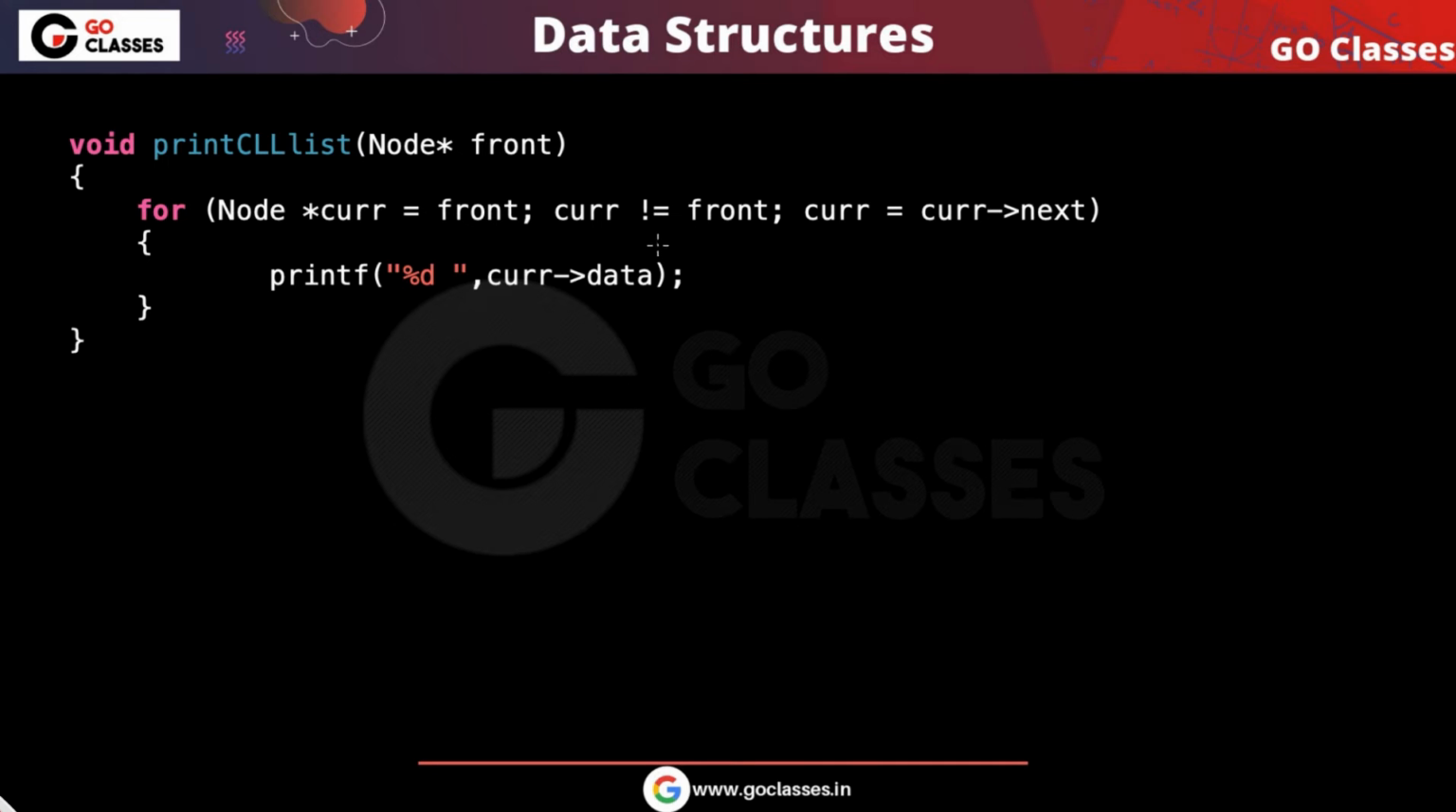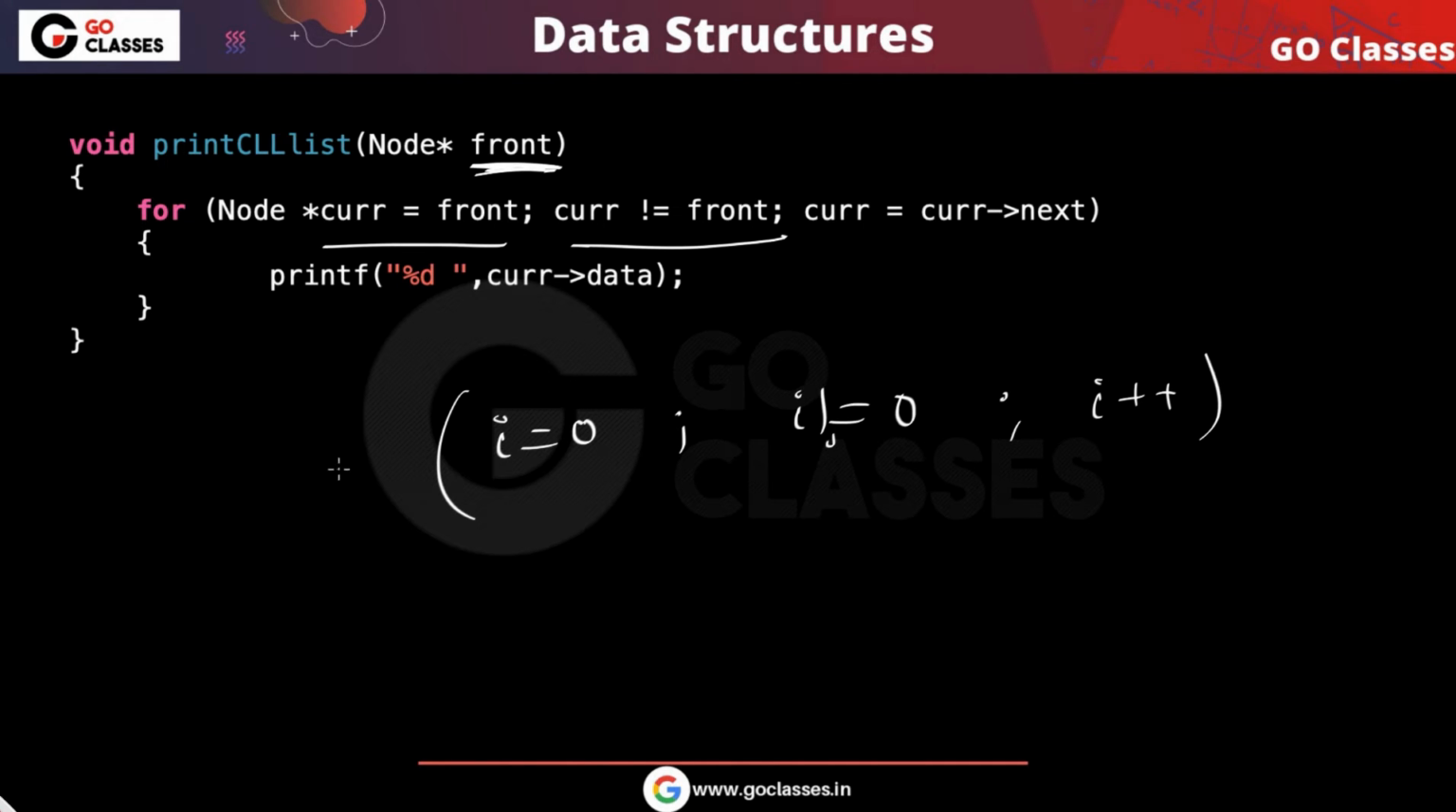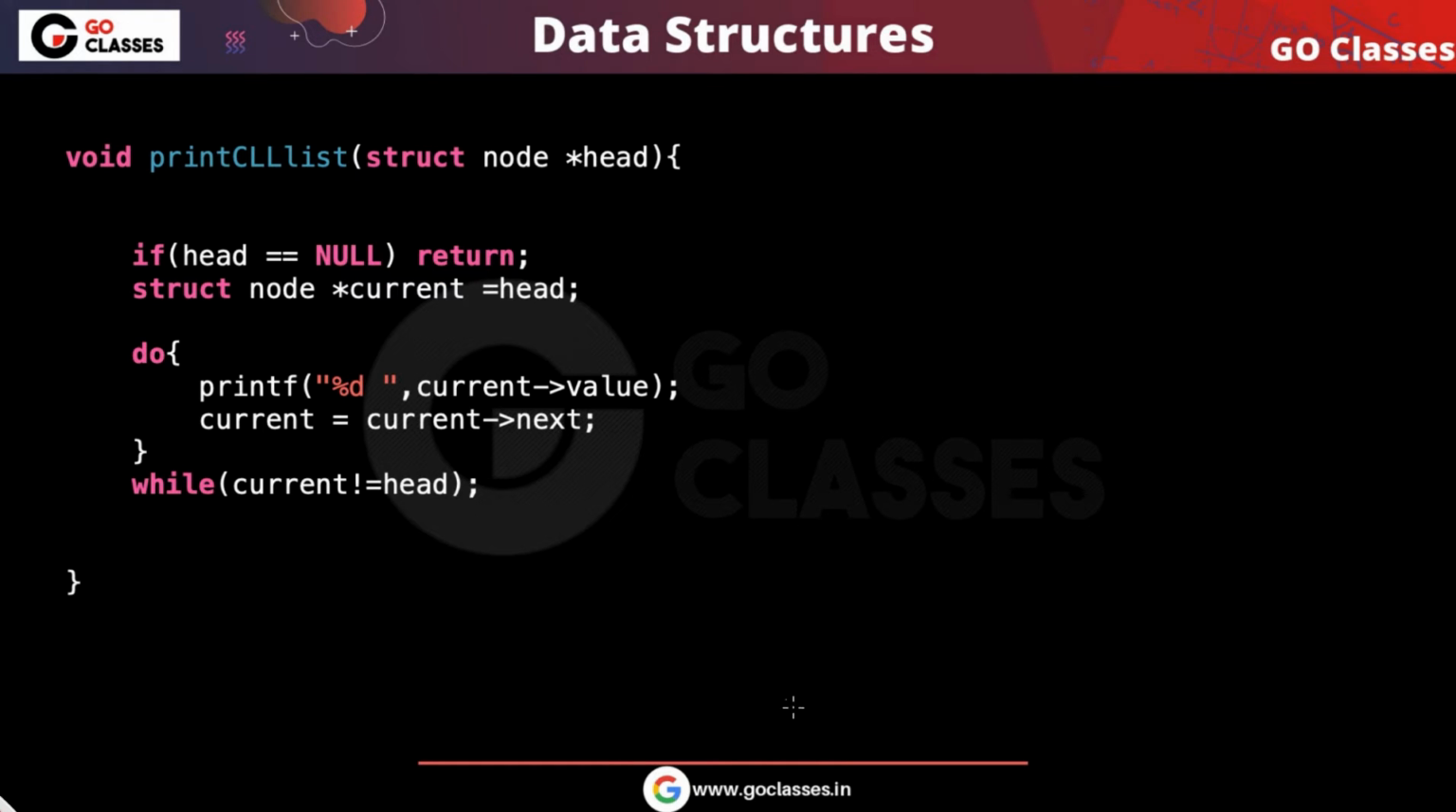Again, will this work? No. Why? Because I'm passing the head or front or anything, and then I'm immediately checking. I'm assigning that value and immediately checking whether it is not equal to that or not. It is as good as saying i equals 0 and immediately checking if i is not equal to 0. So that won't work, right? That kind of thing won't work. So that is why this will also not work. So I can use a do while loop, or I can modify that for loop also.